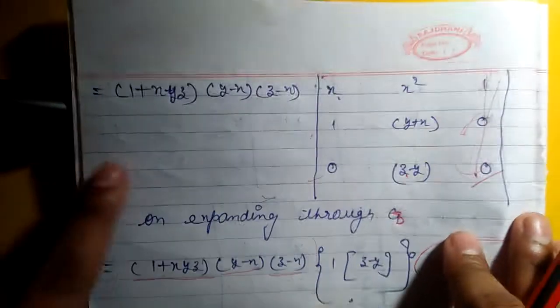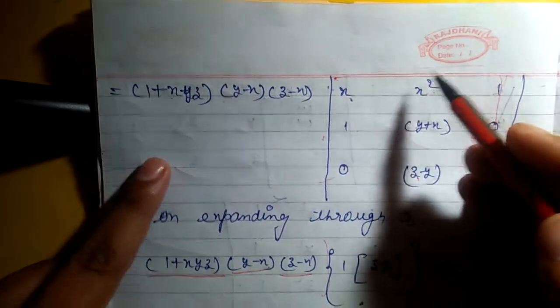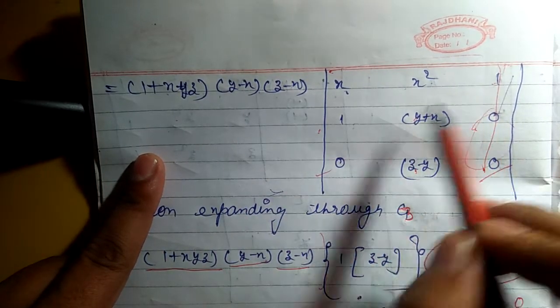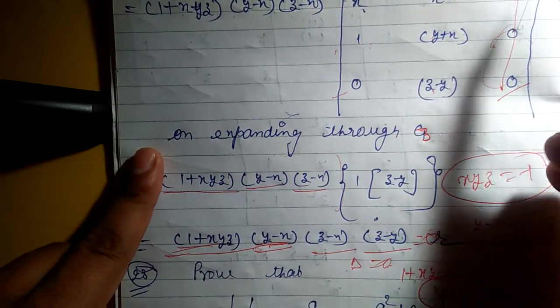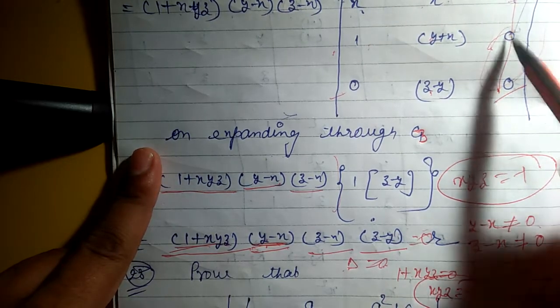So we again apply this property, and your property will be how much? 1 plus xyz, y minus x, z minus x, and after applying this property of R3 minus R2 you will get x square 1 1, y plus x 0 0, z minus y 0. Now you can see very simply that in the C3 column there are 2 zeros.